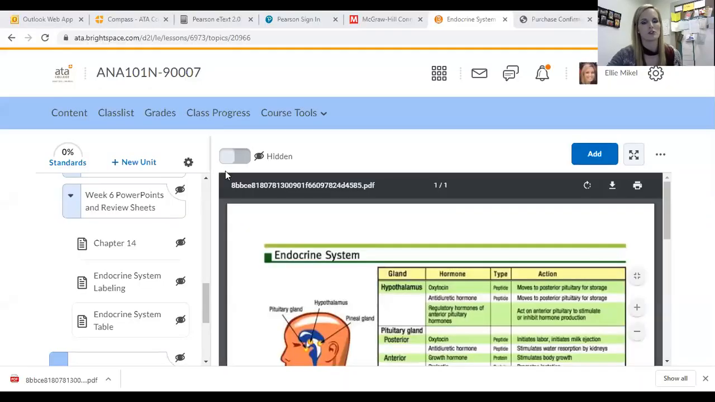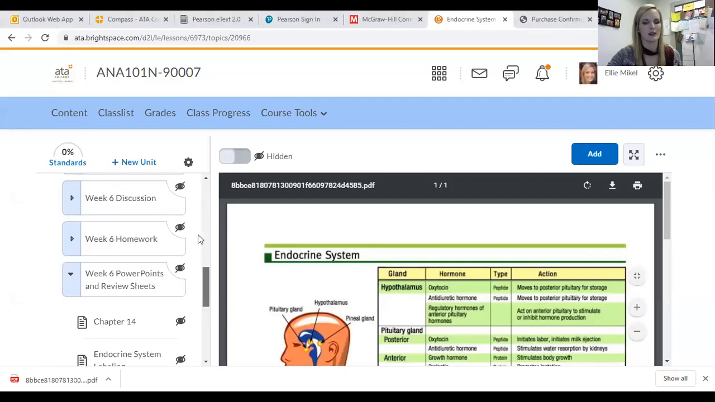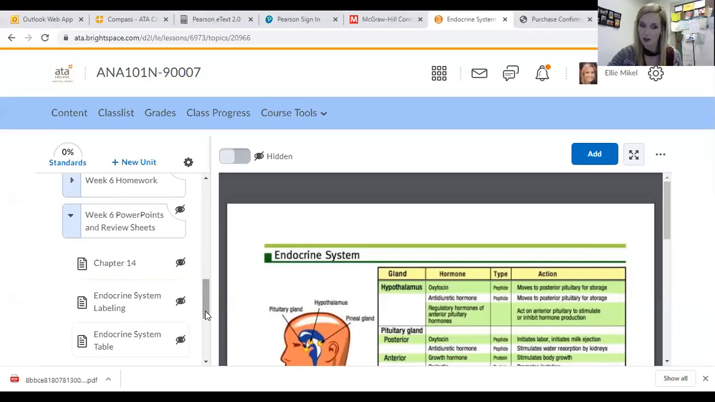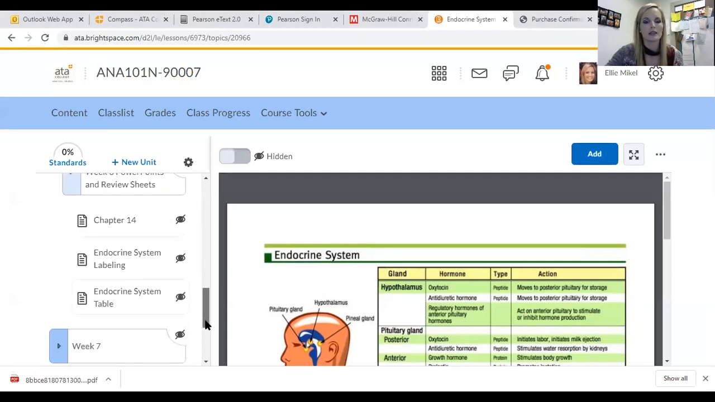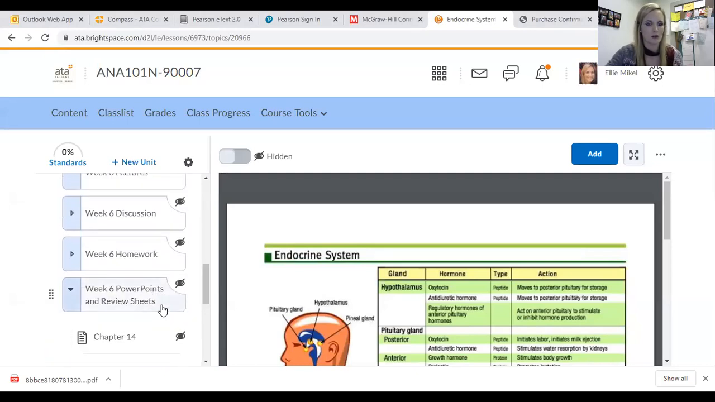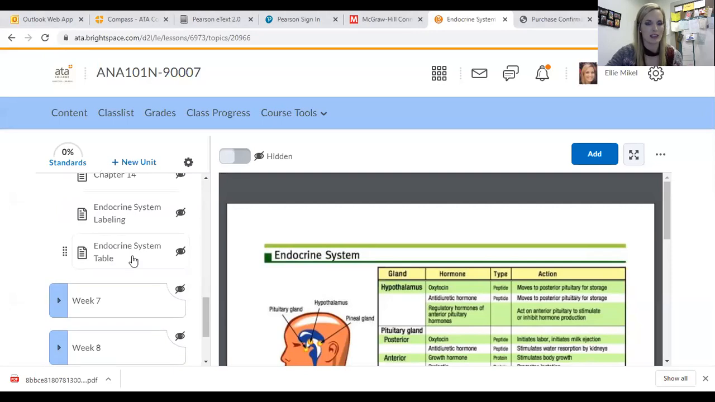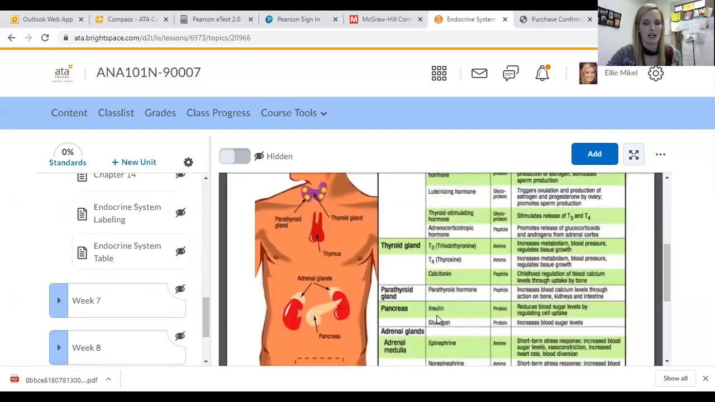Okay, and there we go. That is the end of chapter 14. I wanted to show you guys real quickly, let me see, I think I still have it up. Yes, this is what I put on your all's. Right now it has all these little hidden symbols because I'm making this video early. But in week 6, underneath your PowerPoints and review sheets, there is an endocrine system table. I just found this online.